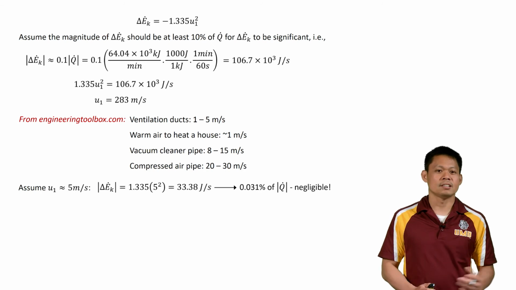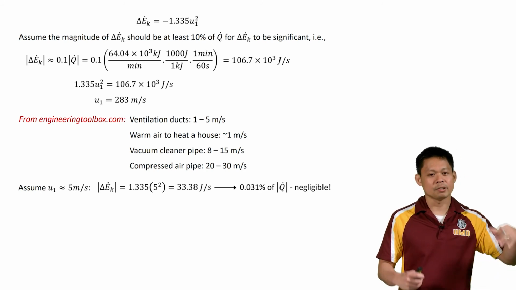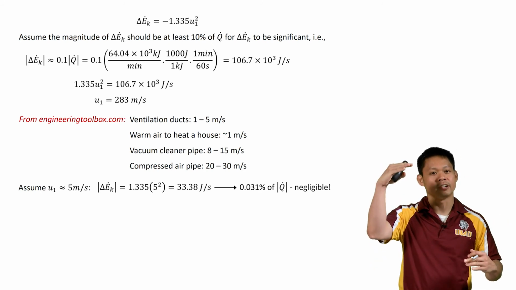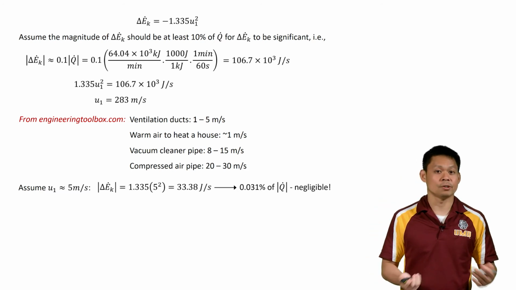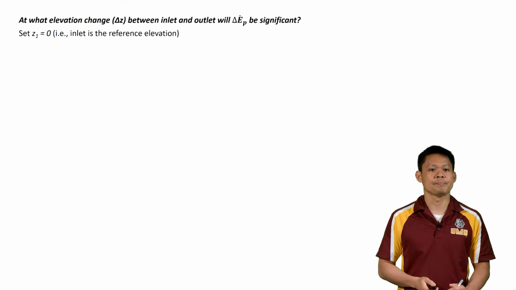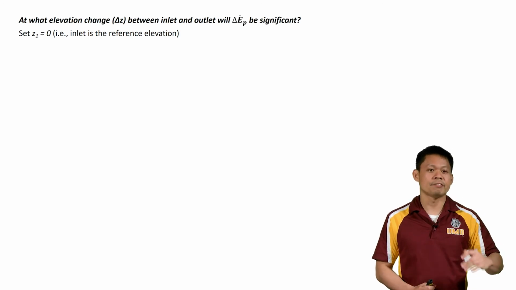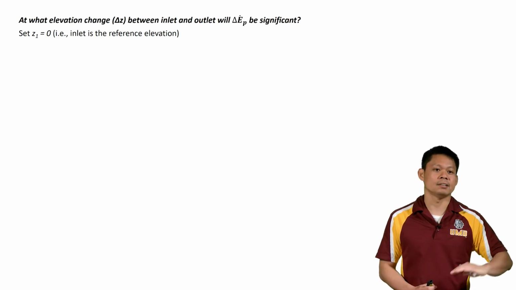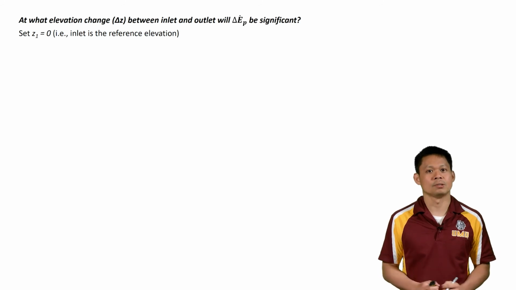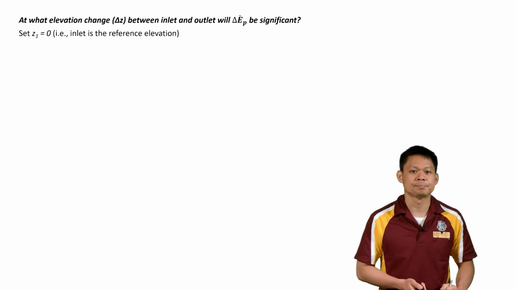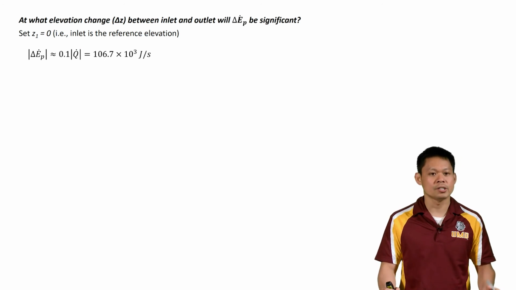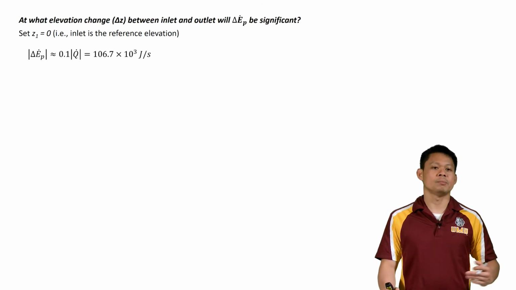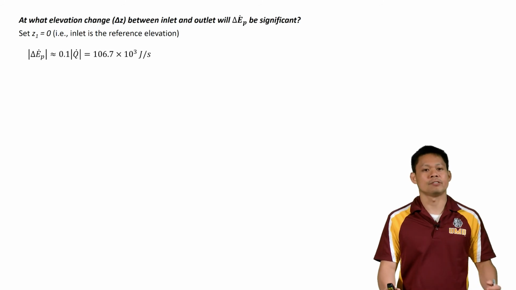Let's do the same analysis with our potential energy. So we might have our inlet pipe and our outlet pipe at different elevations. What is the change in elevation that's needed for that term to actually be significant? We're going to set the reference plane as our inlet elevation, so that makes our calculations a little easier. Do the same analysis. We're going to say that the change in potential energy is significant if it is at least 10% of our Q.